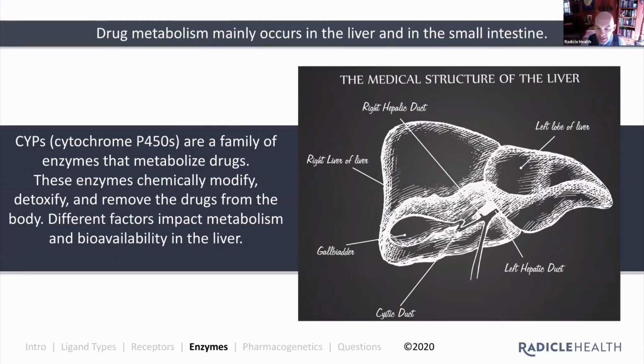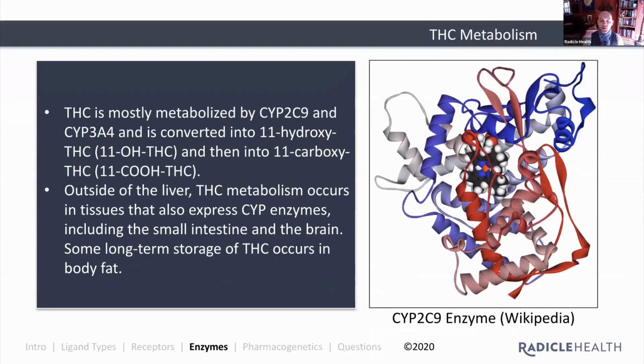They're metabolized by a family of enzymes called cytochrome P450, and this is a family of enzymes that metabolize drugs. They chemically modify, detoxify, and remove drugs from the body. Again, they do this mostly by making these chemical compounds more water soluble. So in the body, THC is mostly metabolized by the CYP enzymes 2C9 and 3A4. These enzymes convert THC into 11-hydroxy and then eventually into 11-carboxy THC.